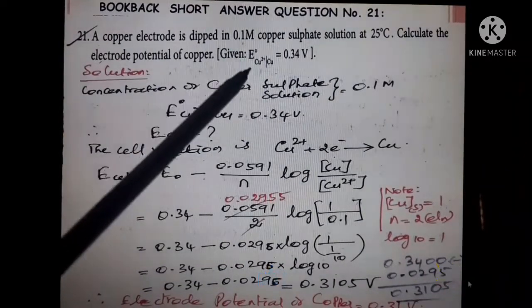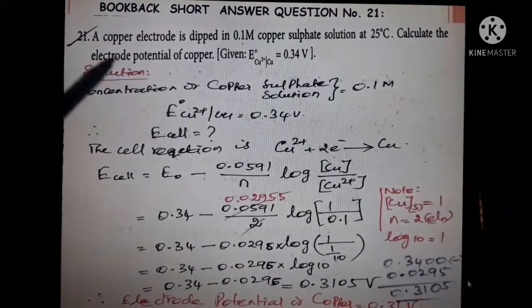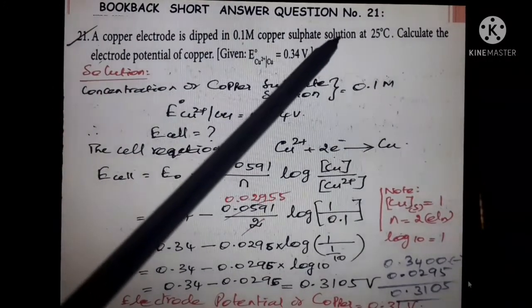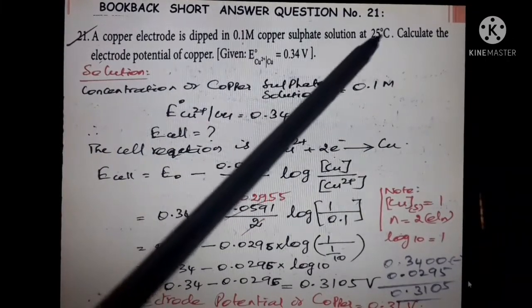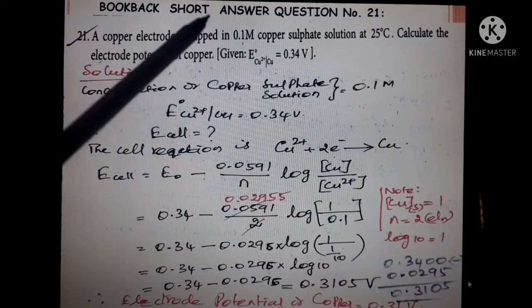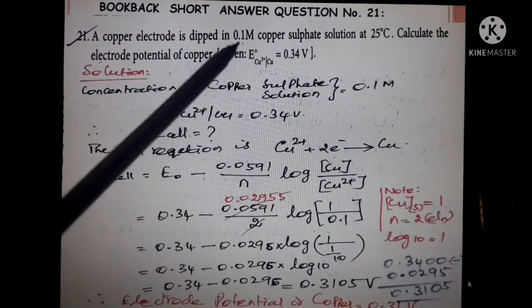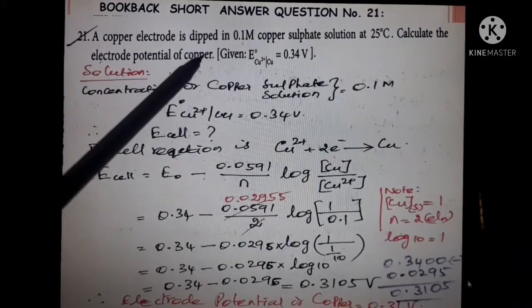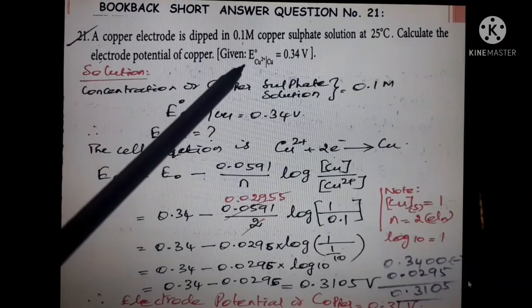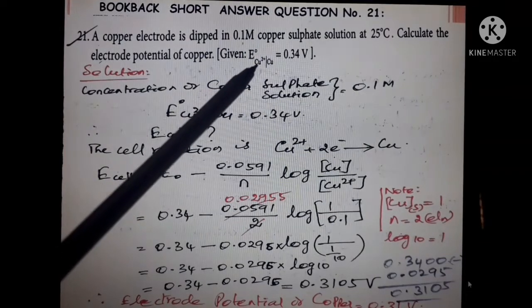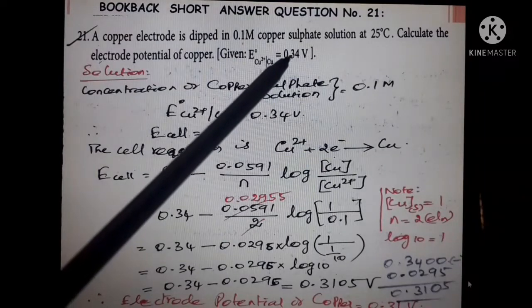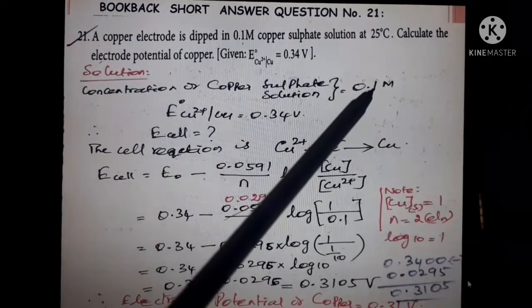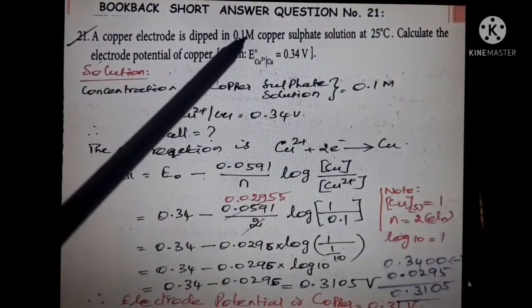Next, question number 21. A copper electrode is dipped in 0.1 molar copper sulfate solution at 25 degrees centigrade. The copper metal electrode is dipped in this concentration of solution in the cell. Calculate the electrode potential of copper. Given the data, Cu2+/Cu is equal to plus 0.34 volt. The concentration of the copper sulfate solution is 0.1 molar.